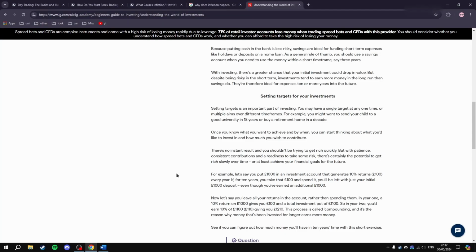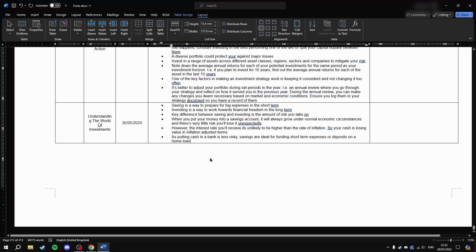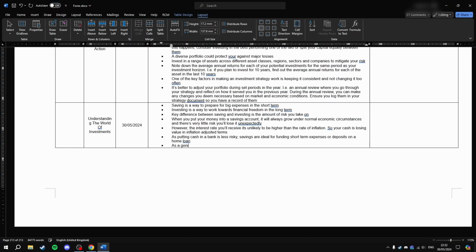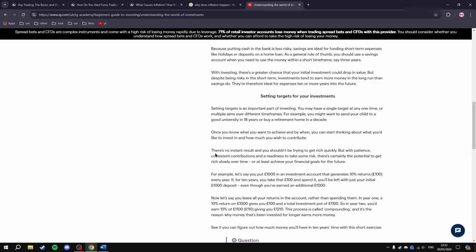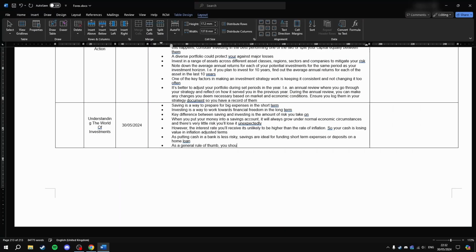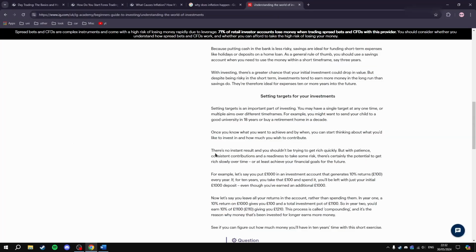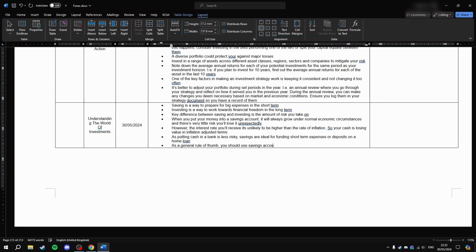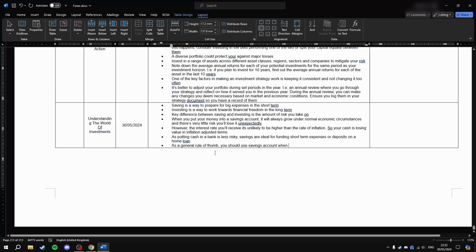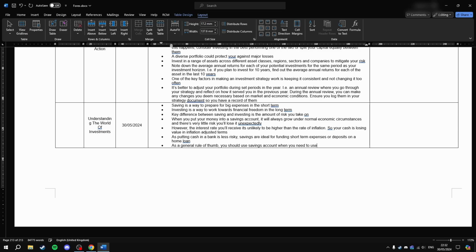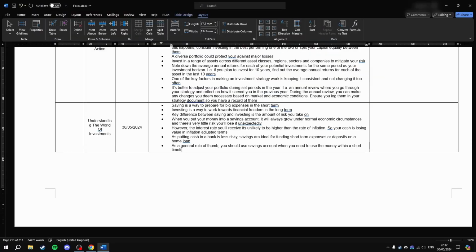As a general rule of thumb, you should use savings accounts when you need to use the money within a short time frame, say 3 years.